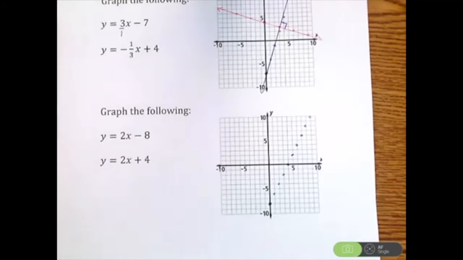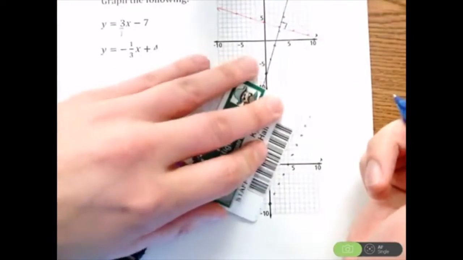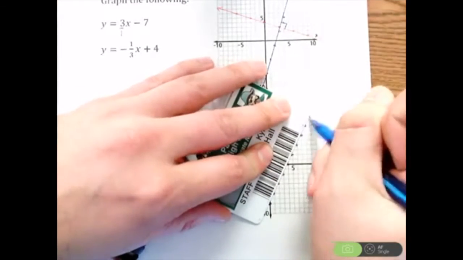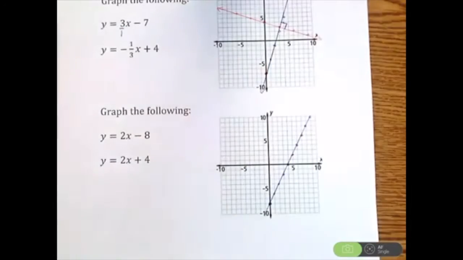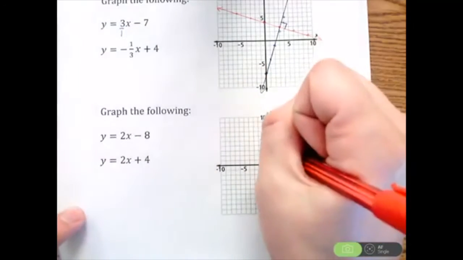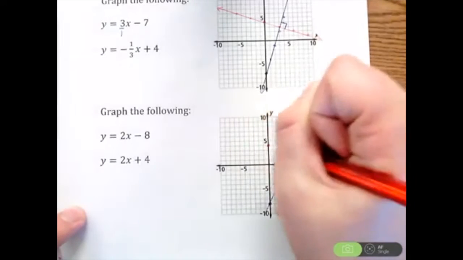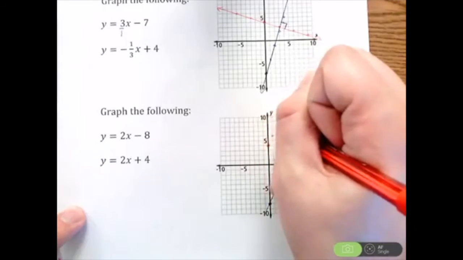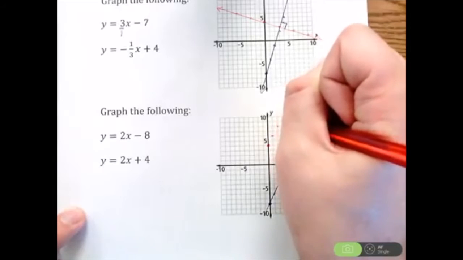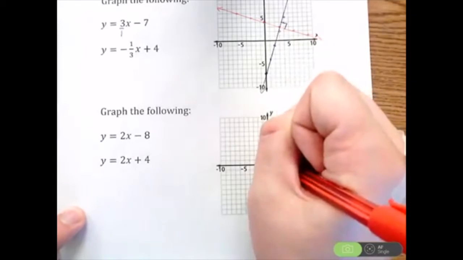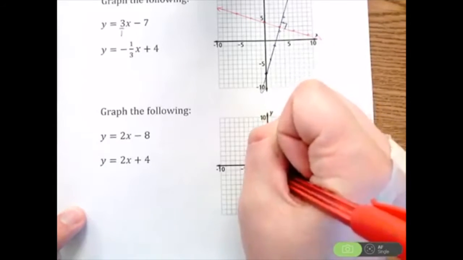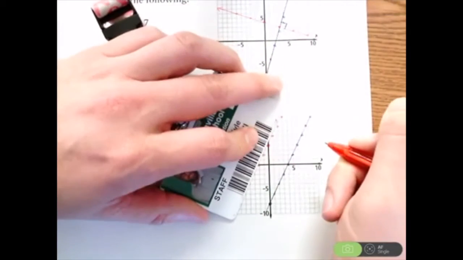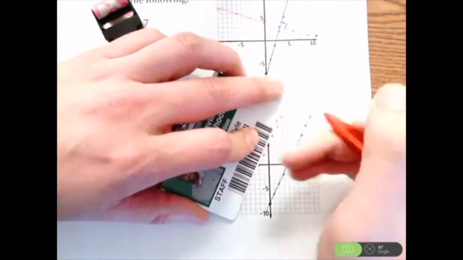And line that up and fill it in. And then my other line I'm going to do in red, which is y equals 2x plus 4. So starting with a y-intercept at 4, up 2 over 1, up 2 over 1, up 2 over 1. Can go to the left side, down 2, left 1, down 2, left 1. There's enough points there. Can line it up.